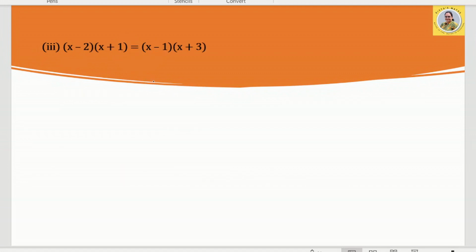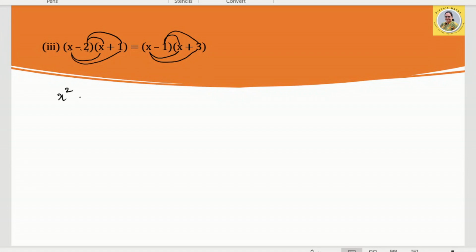Now let us solve the next question. So if you see the LHS, we will multiply x with x and then we will multiply x with 1. First we will multiply minus 2 with x and then we will multiply minus 2 with 1. In the same way, in the RHS, first we will multiply x with x and then we will multiply x with 3. And then we will multiply minus 1 with x and then we will multiply minus 1 with 3. Now let us remove the brackets. x into x is x square.